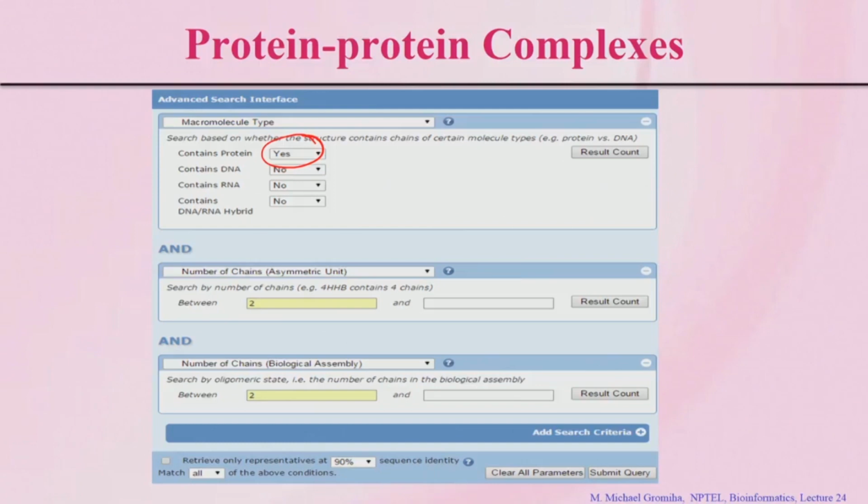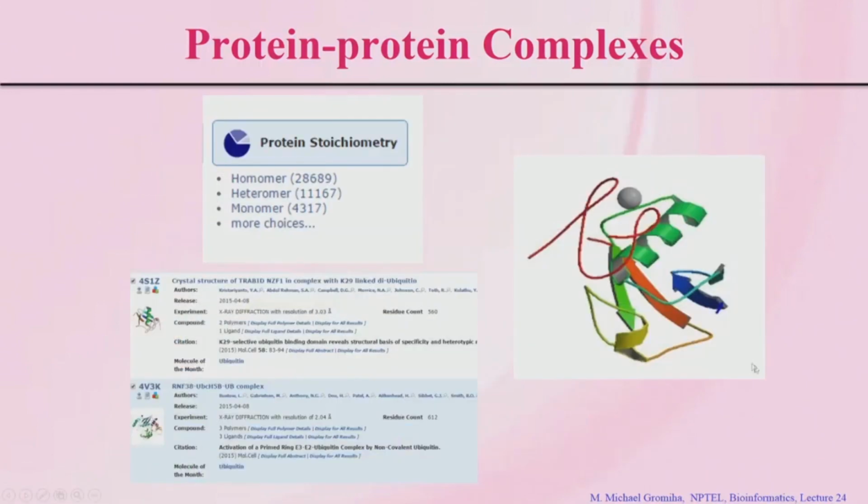Now we have to define how many chains you need, as in how many asymmetric units. At least we need 2. Then you get to see the number of chains based on the biological assembly. Here let us say we take 2 and then submit the query, and you will get the data. You can see this is the heteromer, this is the homomer, and you can see how many monomers and other choices. Then we will give the list, and you can see the structures and carry out your analysis.